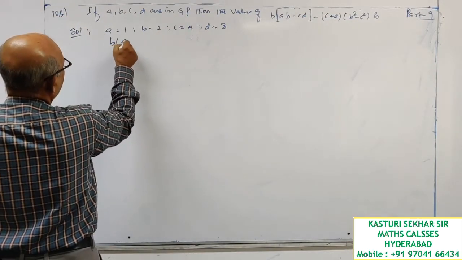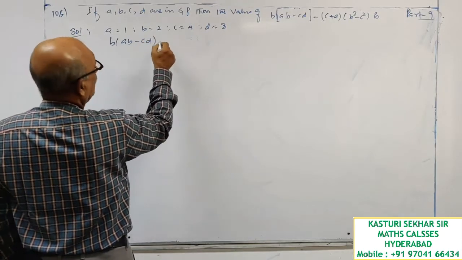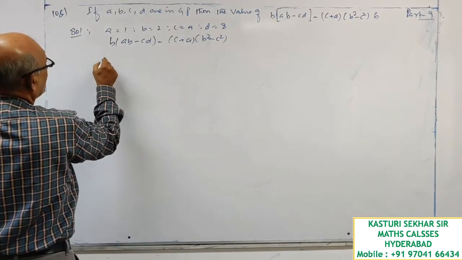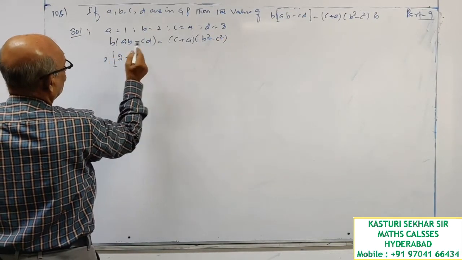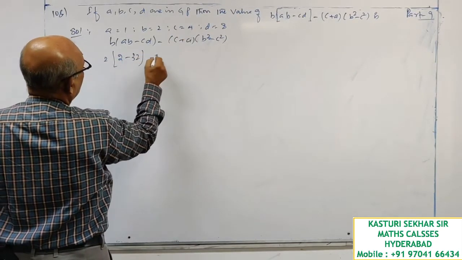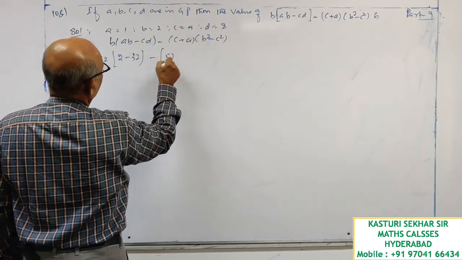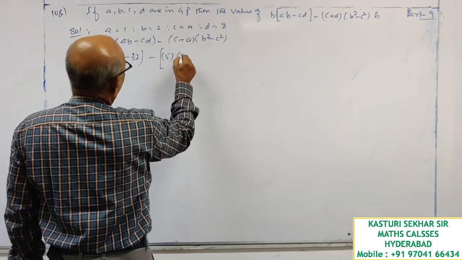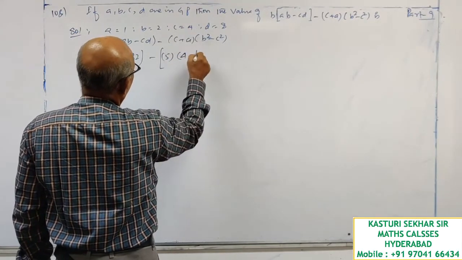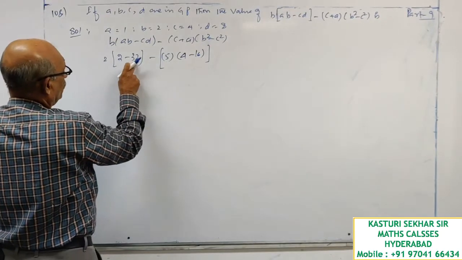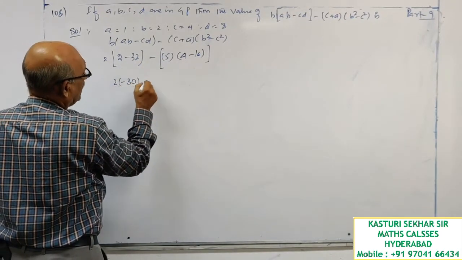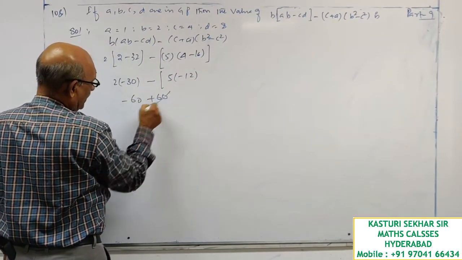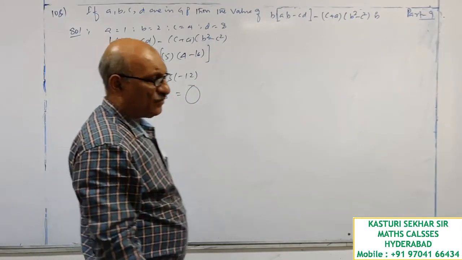Now, b into (ab minus cd) minus (c plus a) into (b square minus c square). 2 into (ab, 2 ones are 2, minus cd, 32), minus (c plus a, 5) into (b square is 4 minus c square is 16). So 2 into minus 30, minus 5 into minus 12, minus 60 plus 60, again 0. Answer is 0.